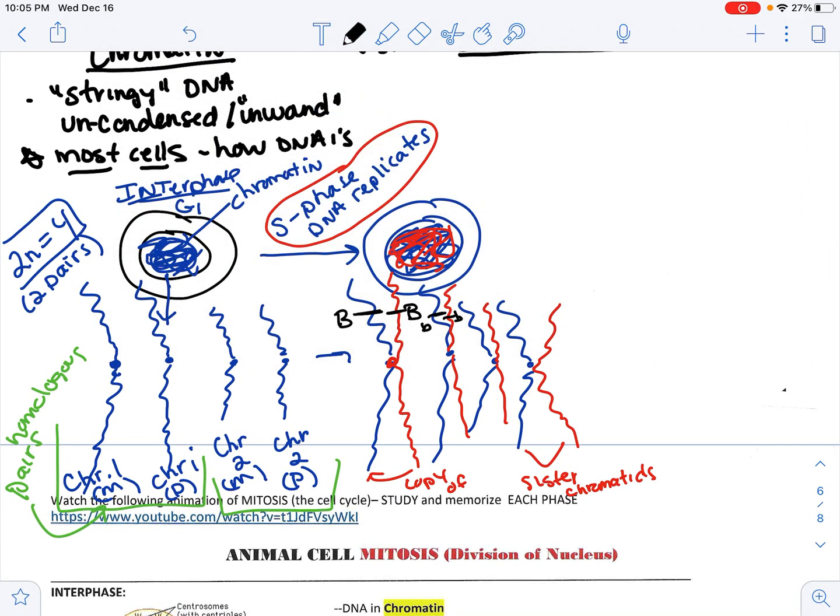Then what's going to happen is we're going to get chromosomes, and this is going to happen during prophase. That's when it's going to condense down. Let me go back to my blue and my red. Each chromosome is going to supercoil and wind up. So I'm going to end up with, let me draw, 4 condensed chromosomes. Let's see if I left myself enough room here.